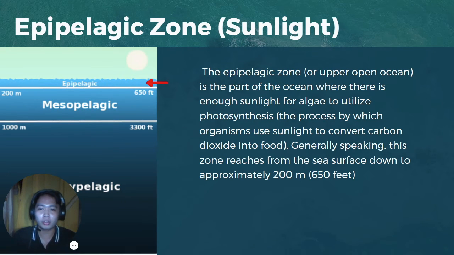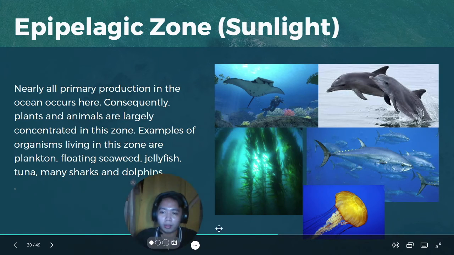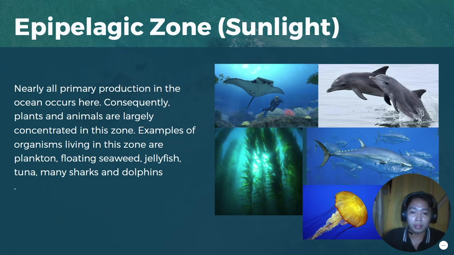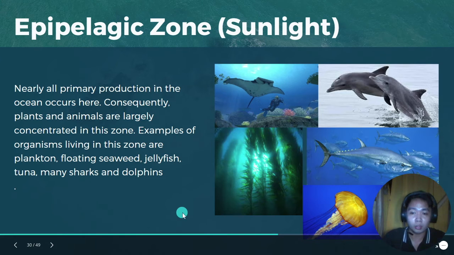So the epipelagic zone or the open ocean mao ni siya is the part of the ocean where there is enough sunlight for algae to utilize photosynthesis. Generally speaking, this zone reaches from the sea surface down to approximately 200 meters or 650 feet. So, mura na siya iyahang kalalumon. Nearly all primary production in the oceans occurs here because lagi kay abundant siya sa sunlight. Consequently, plants and animals are largely concentrated in this zone. Example of organisms living in this zone are plankton, floating seaweed, jellyfish, tuna, many sharks, and dolphins.